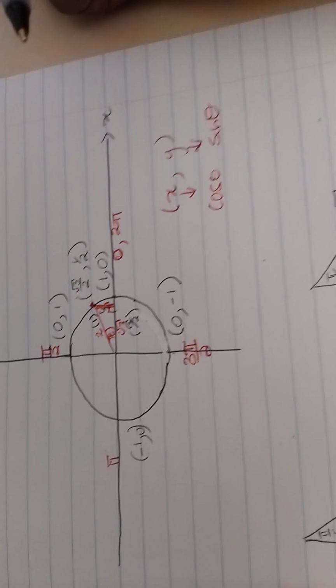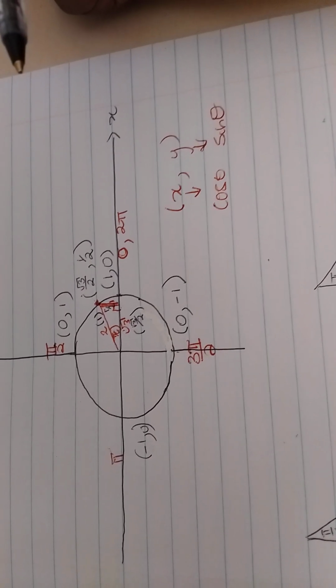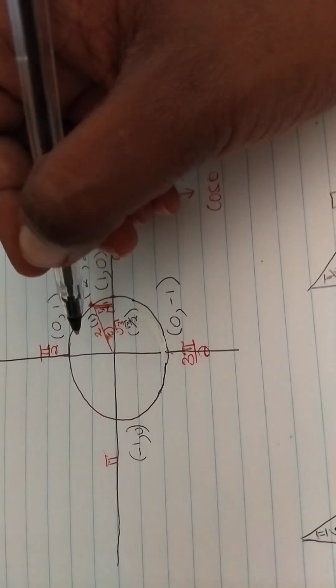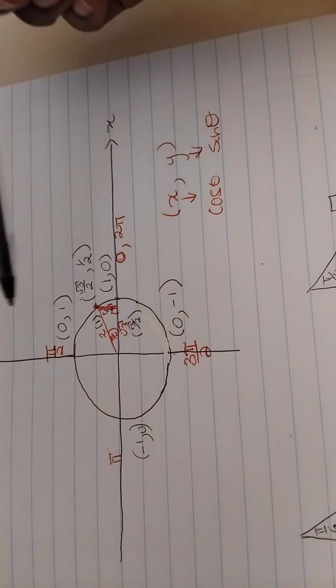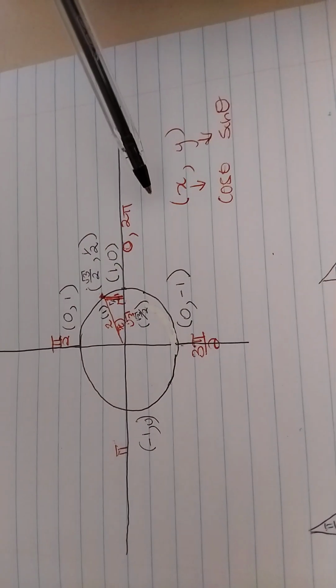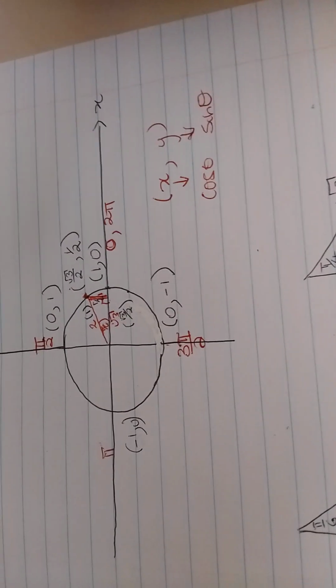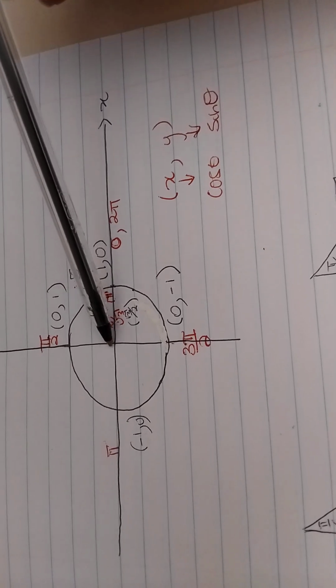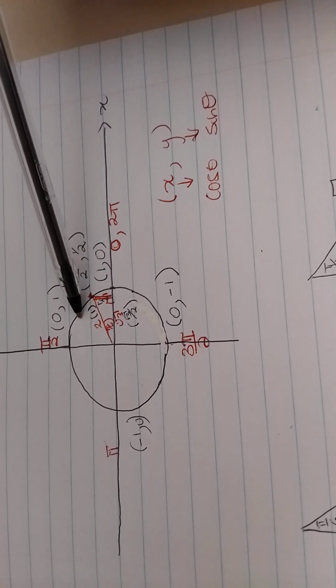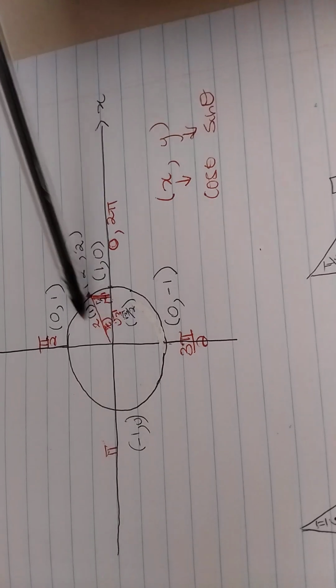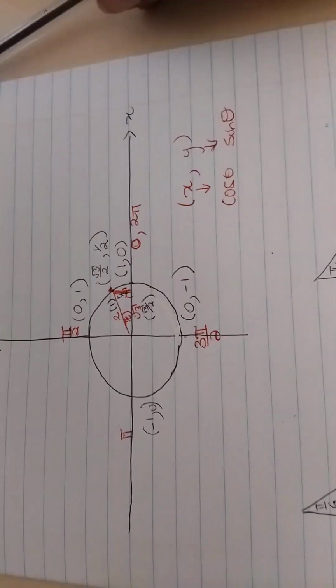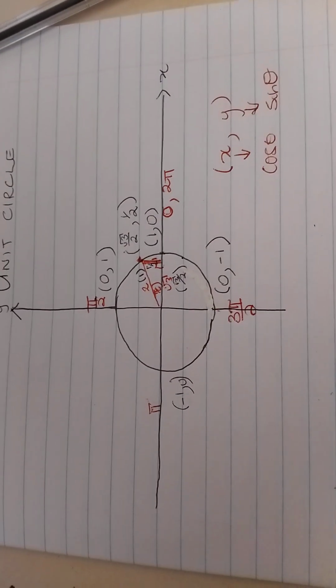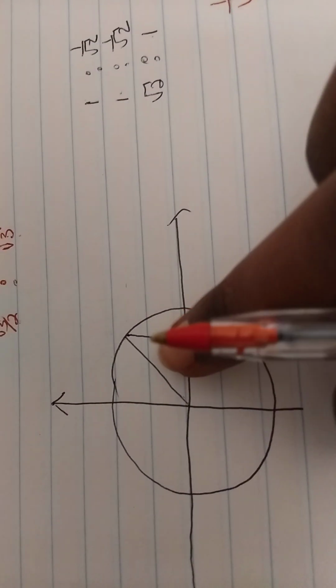Okay, let us try and do another one. I'll turn the page. I'll draw a new diagram, but with reference to the unit circle, pi over 4 is 45 degrees. Let's try it. Okay, so we have a 45 degree triangle inside the unit circle.